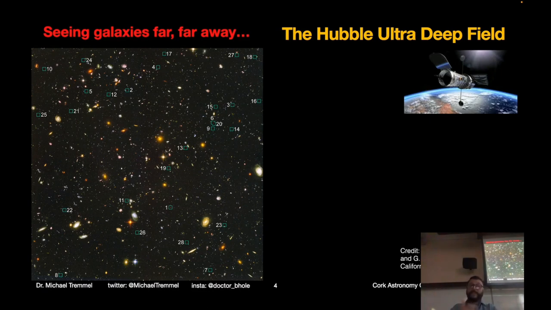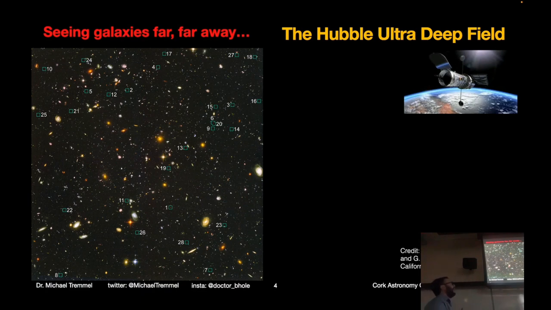So with things like the Sloan Digital Sky Survey, we can see a ton of galaxies across the whole sky. Those are galaxies that are, relatively speaking, pretty close to us here on Earth. But if instead of using the Sloan Digital Sky Survey, which is a ground-based telescope located in New Mexico, we use something like the Hubble telescope, a space telescope, and point it at one point in the sky and just let it stare at the same blank piece of sky for many, many hours, we get something that looks like this. This is the Hubble Ultra Deep Field.